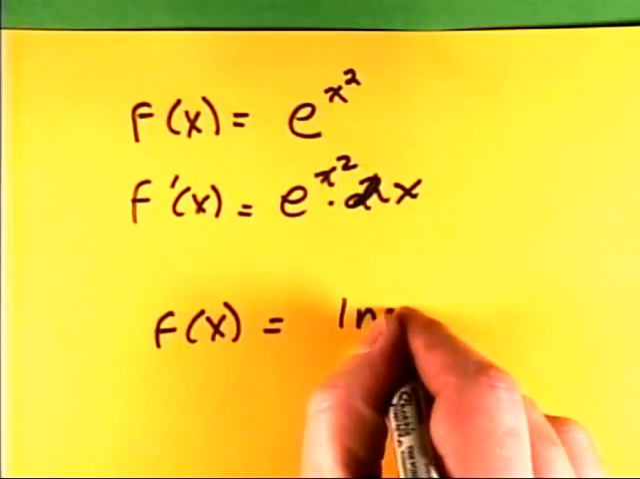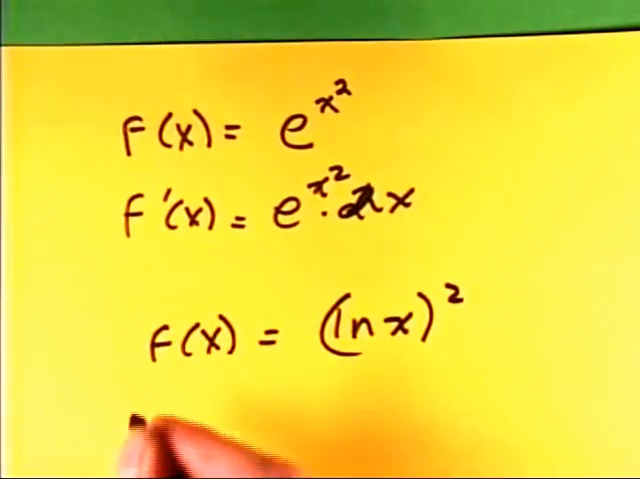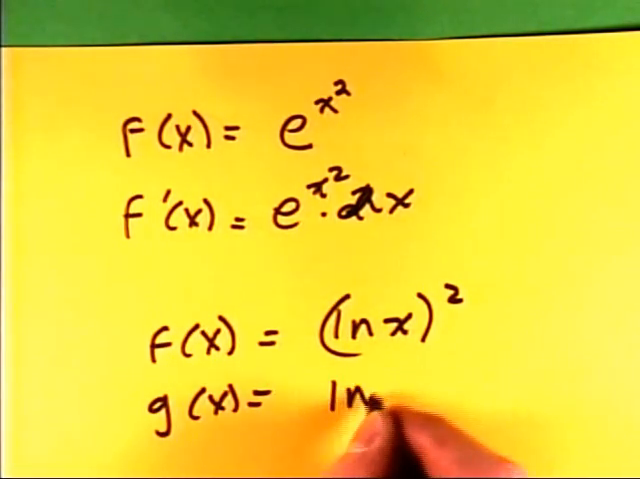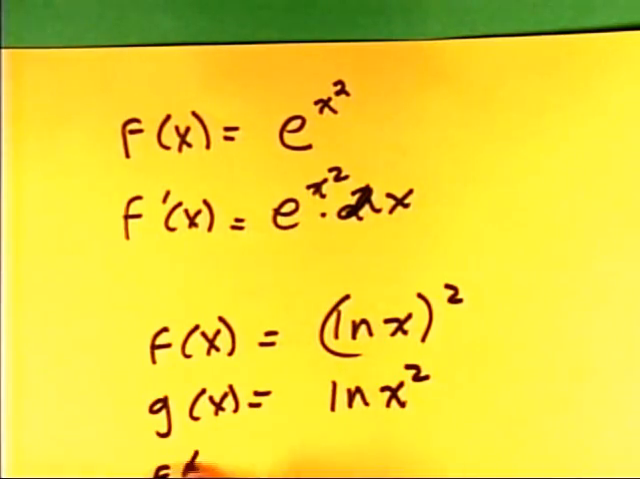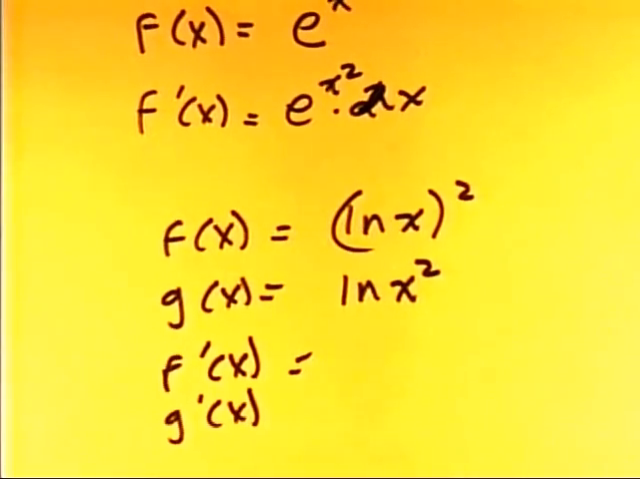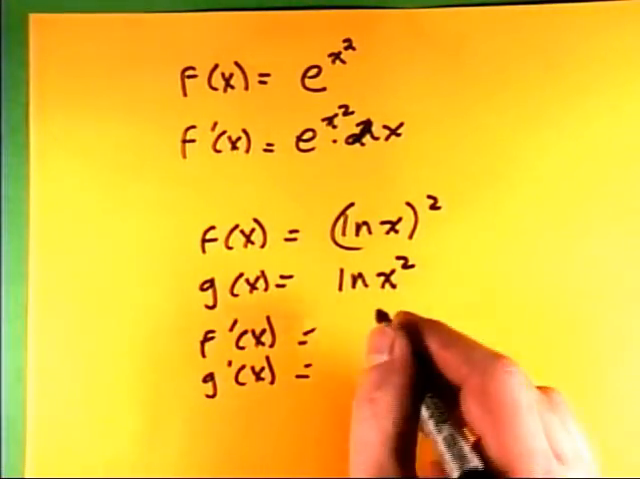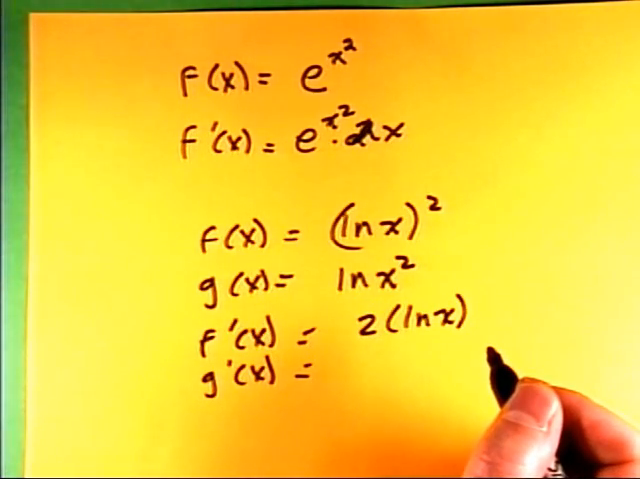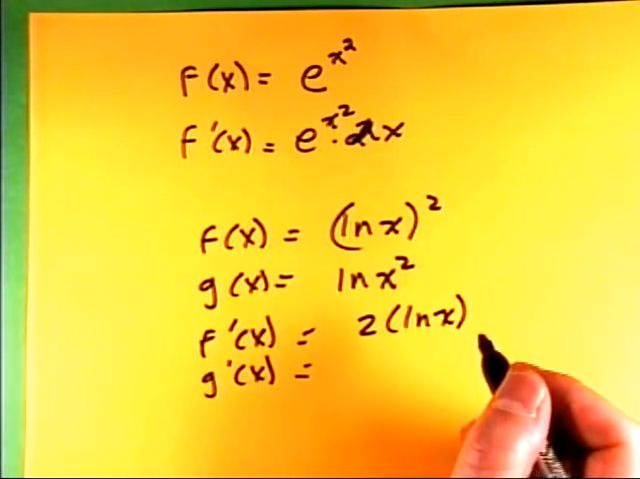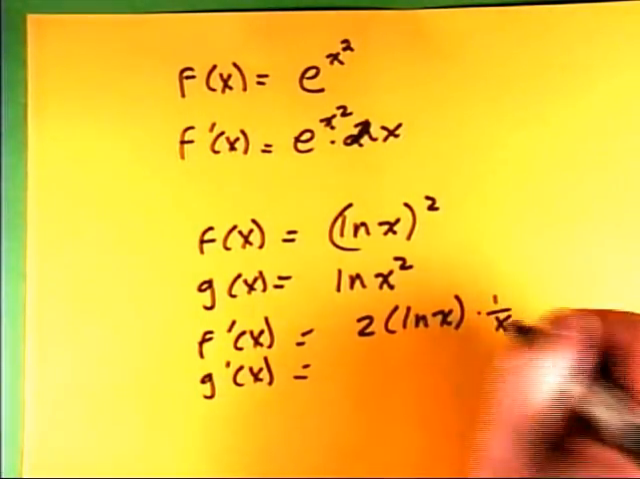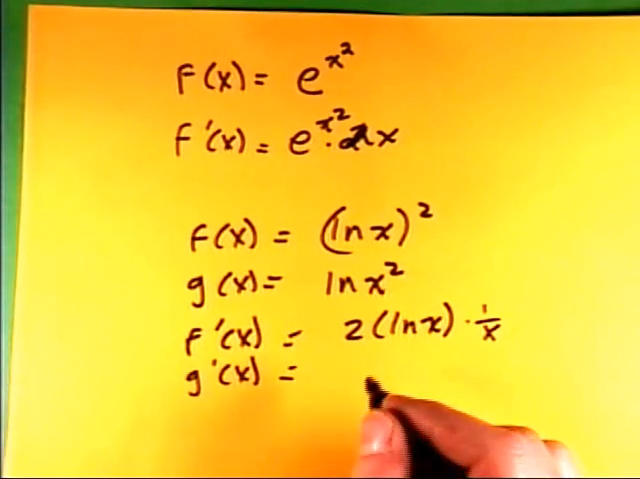Okay. Hey, real quickly here, let's do these two problems. If f of x is equal to natural log of x squared and g of x is equal to natural log of x, all squared, I want you to find the two derivatives, f prime and g prime of x, all right? Okay. F prime is 2 times natural log of x times 1 over x. That's awesome.